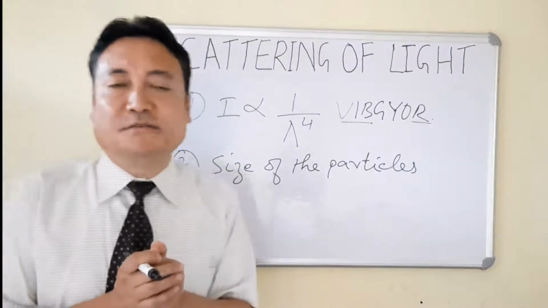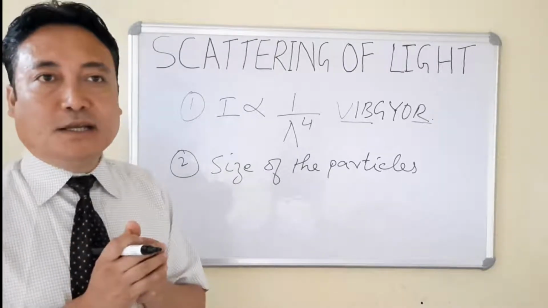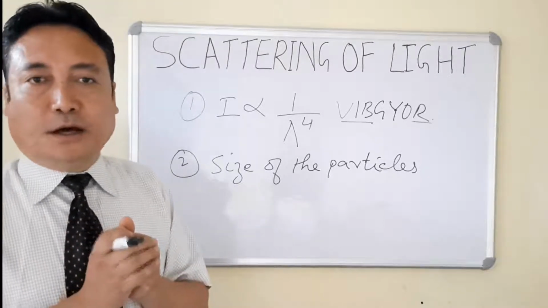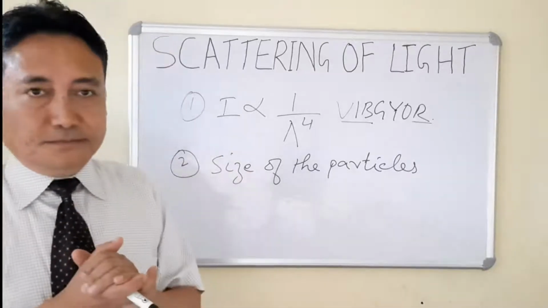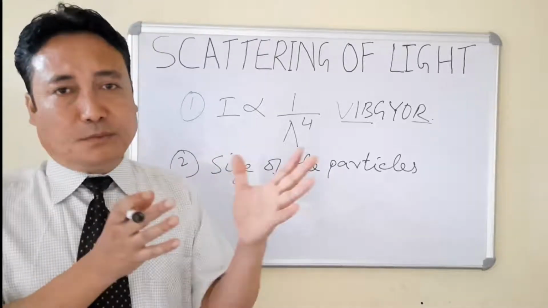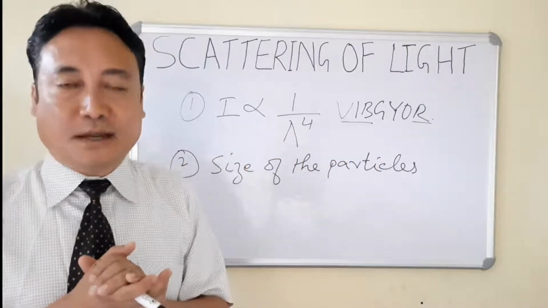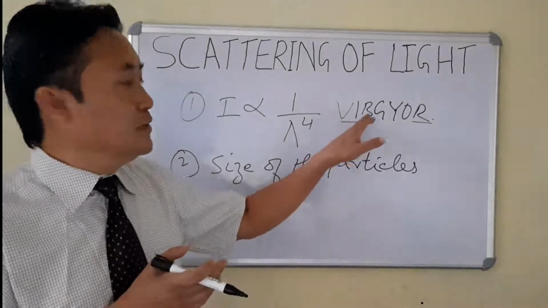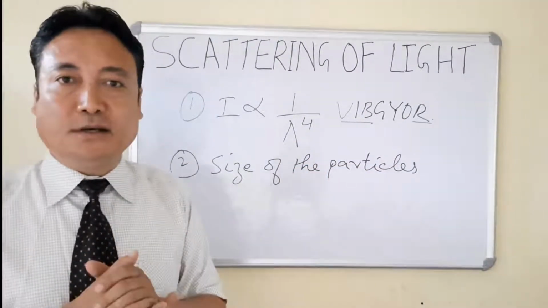Now let us discuss some applications of scattering of light. We see the color of the sky as blue. Now how does it happen? The light from the sun is white light, and this white light is a mixture of 7 different colors. When these light rays from the sun enter the earth's atmosphere, all the seven colors get scattered depending upon the wavelength.